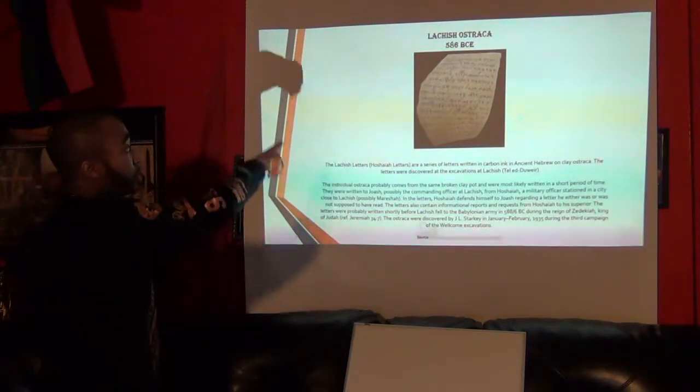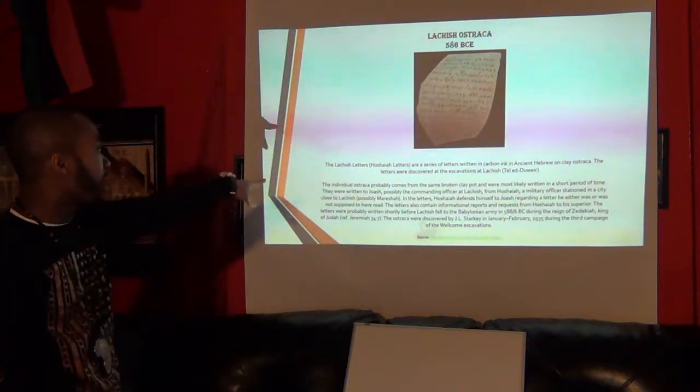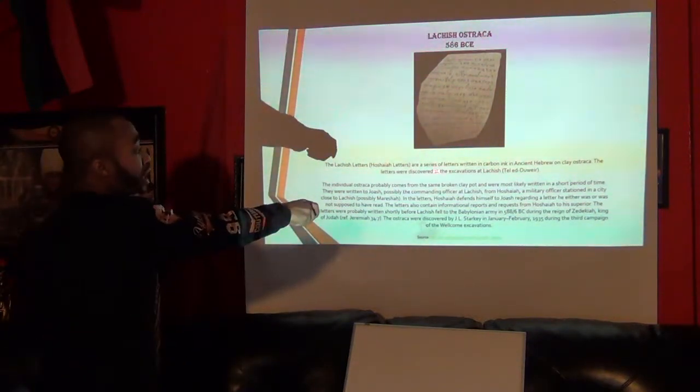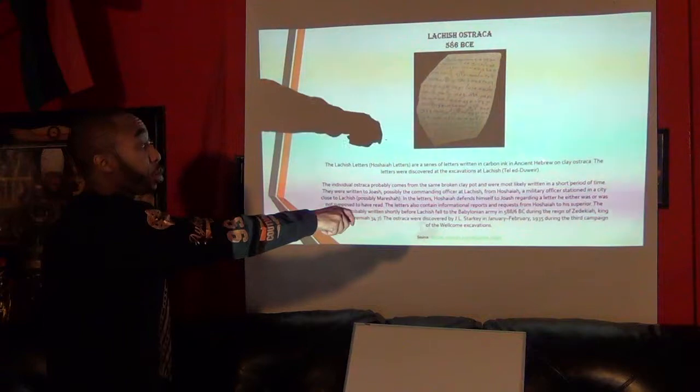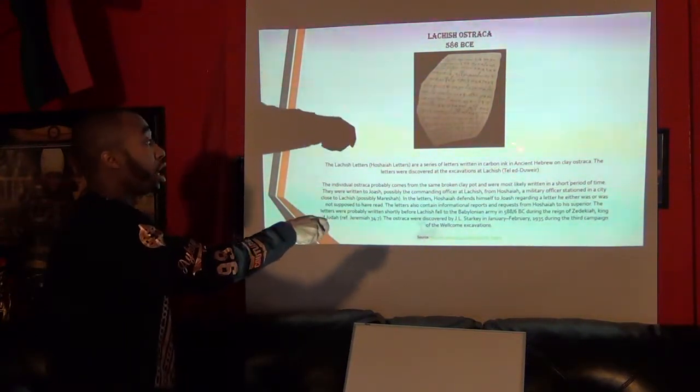The Lachish ostraka from 586 BCE. As you can see, I'm giving you chronology. All right. The Lachish letters, the Hoshea letters, are a series of letters written in carbon ink in ancient Hebrew on clay ostraka. The letters were discovered at excavations at Lachish in Tel ed-Duweir.